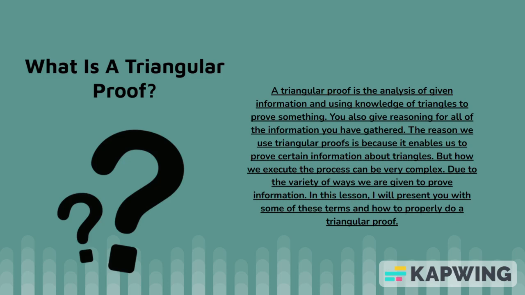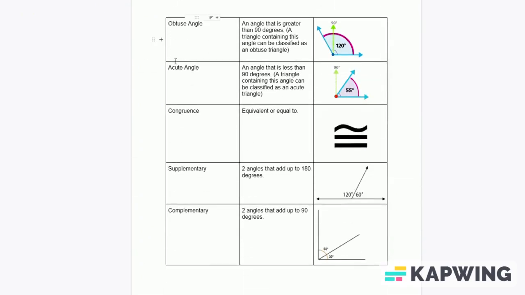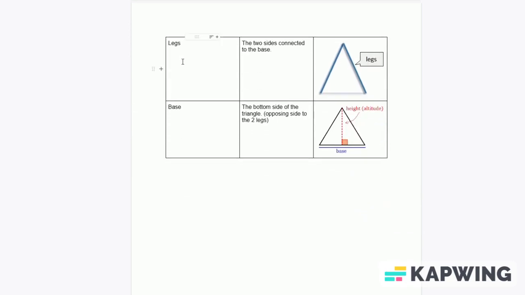But how we execute the process can be very complex due to the variety of ways we are given to prove information. In this lesson, I will present you with some of these terms and how to properly do a triangular proof. Before we continue with this video, please pause so you can review these key terms. Make sure to also review these key terms. And lastly, these key terms.